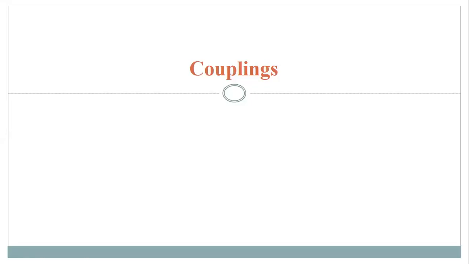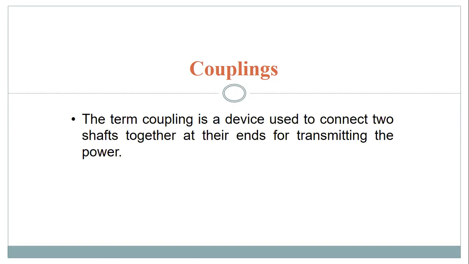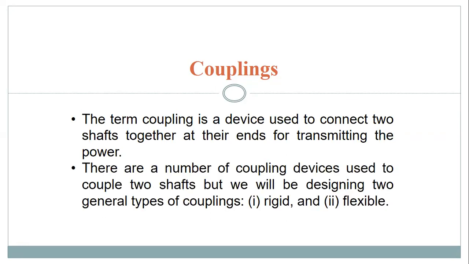We are starting with the couplings in mechanical engineering. Now, the term coupling is a device used to connect two shafts together at their ends for transmitting the power. So if there are two shafts which are very lengthy, and you cannot use lengthy shafts because the shafts might bend, they might break. So what do we do? We join them with couplings so that they can transmit power.